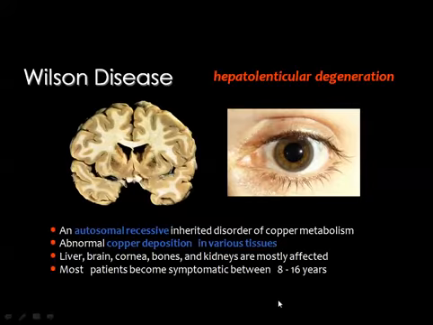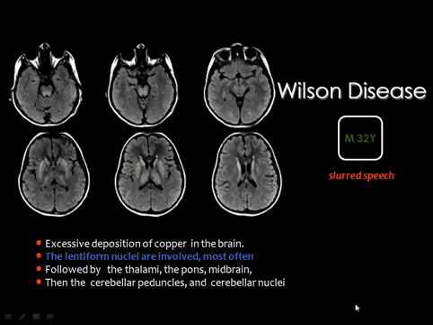Then we came to the Wilson disease, which is also known as hepatolenticular degeneration. This is an autosomal recessive disorder of copper metabolism, leading to copper deposition in various tissues like the liver, the brain, the cornea, the Kayser-Fleischer ring, and the kidneys are mostly affected. The disease will be symptomatic by the age of 8 to 16 years.